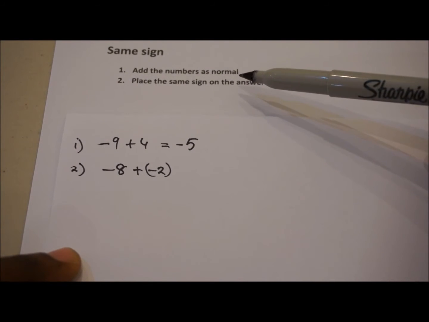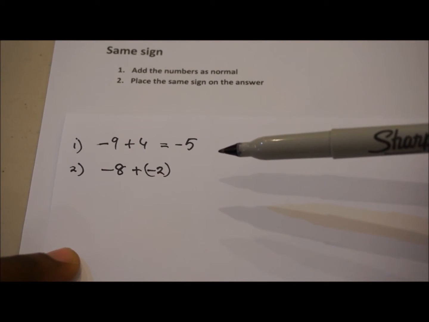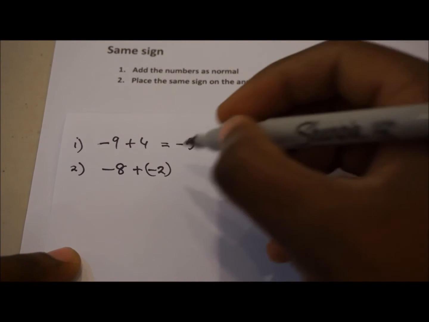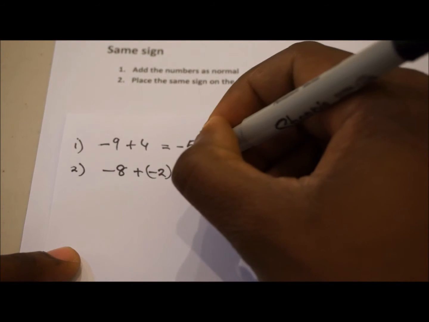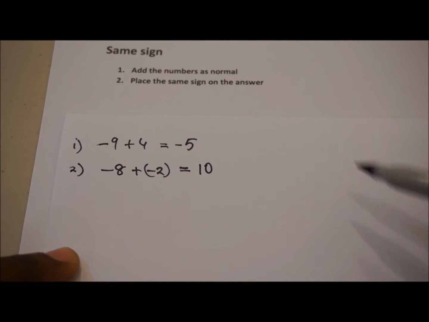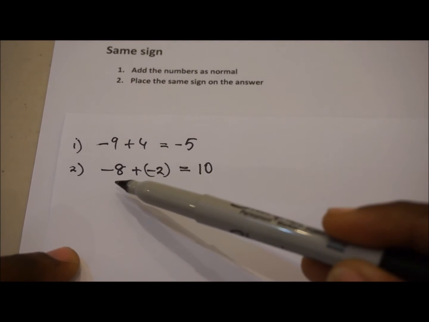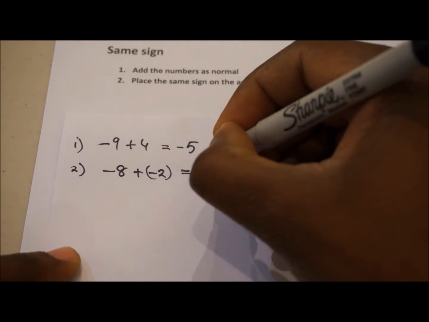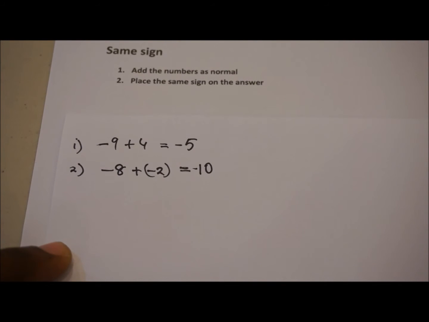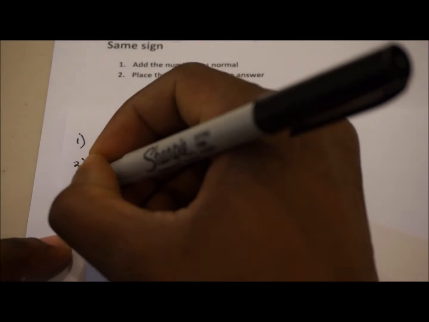So what does this rule say? We need to add the numbers as normal. So I'm going to add -8 and -2 the same way I would add just a normal 8 and a normal 2. Therefore I get 10. Then the second part of the rule says place the same sign on the answer. The two numbers have negative signs, therefore the answer also gets a negative sign. Therefore -8 plus -2 is -10. A final example. Example 3.